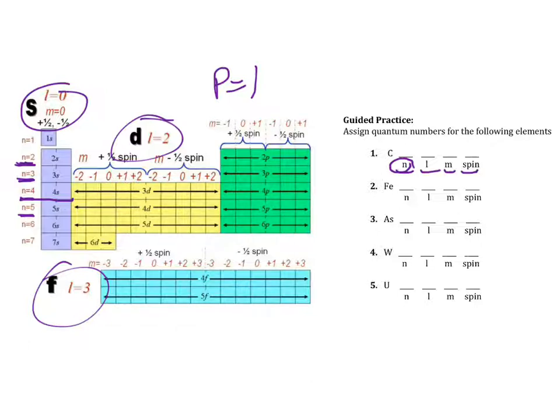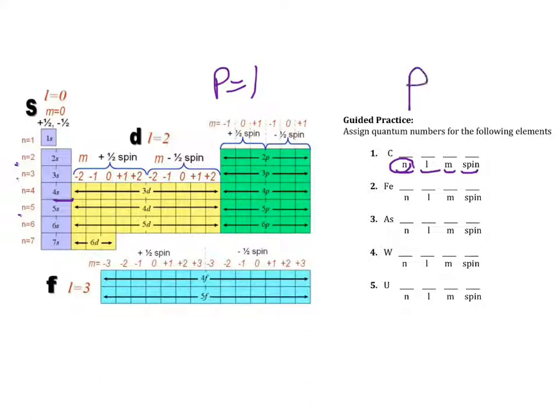Now the third number, that one is probably the more confusing one, but it's really not that bad. What it does is it tells you what position in the orbital it is. If we were to think about the p orbitals here, and these three positions, this third number tells you the position in which it is. And what we do is we call this -1, 0, 1.